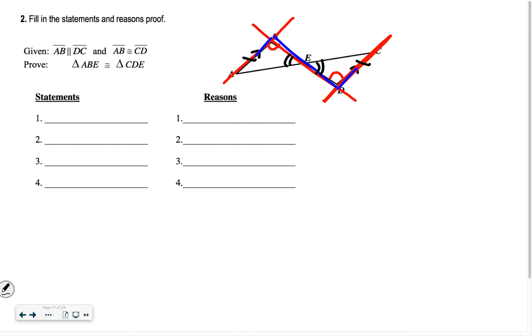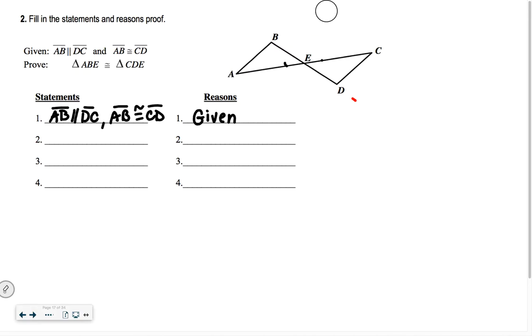So let's say that AB is parallel to DC, and then AB is congruent to CD. And our reason would be because that was given to us. And then once I drew in those parallel lines, remember the first thing I drew once I did parallel lines? I said, oh, let's extend it and cut it with a transversal to get these two angles. So I'm going to say angle B is congruent to angle D. And that was by alternate interior angles.